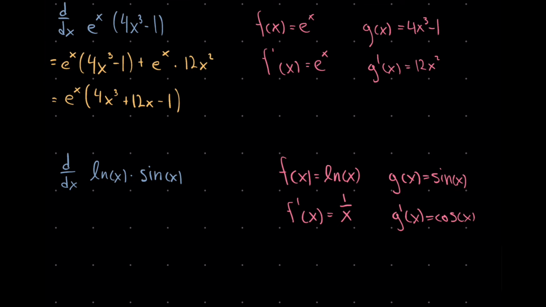And so then we're going to have that this is equal to 1 over x, the derivative of ln, times sine x, so 1 over x times sine x, plus ln x times the derivative of sine, which is cosine x. And there we can't simplify any further, unfortunately, so here we have our final answer. So let's try one last question. We're asked to find the derivative of x squared times cosine x times 2x plus 5.